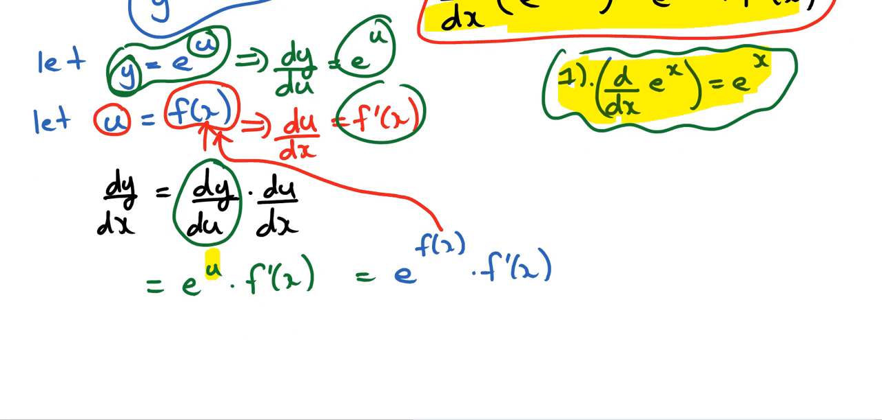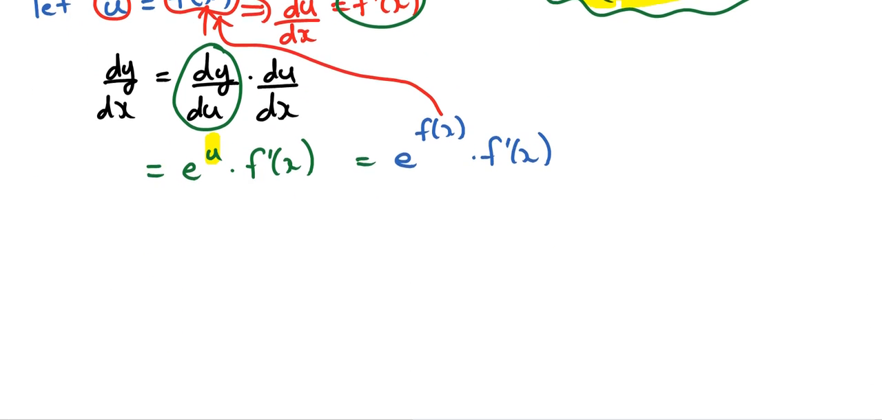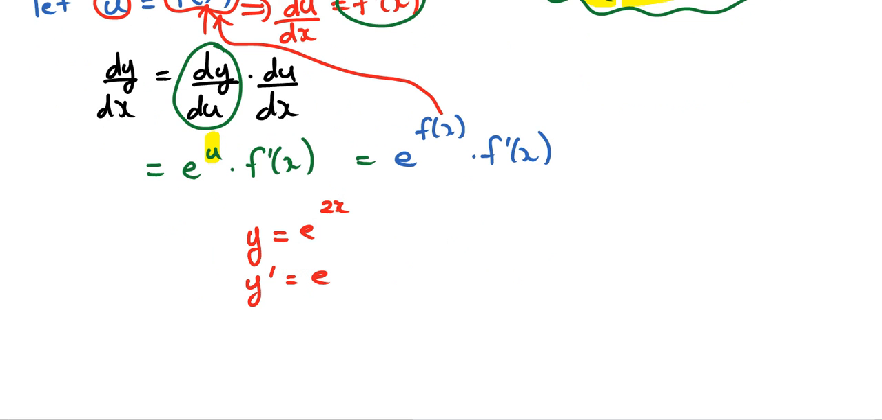Before I go on to my next proof, let me go over a quick example. If you have y equals e to the 2x, and I want to find the derivative, this is going to be e to the 2x times just 2. Okay, let's move on to the next proof.